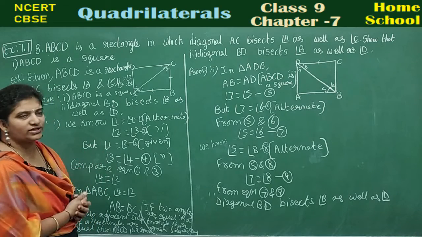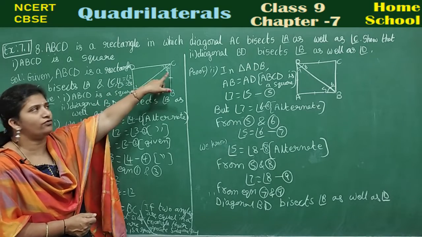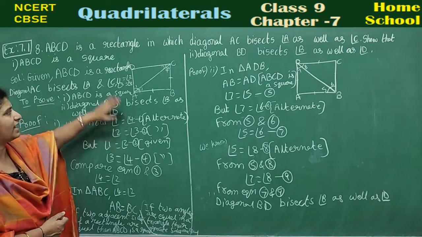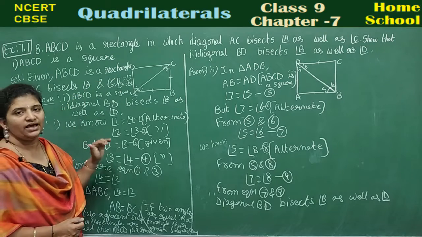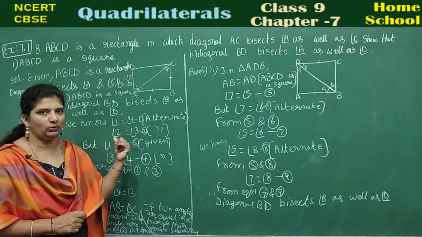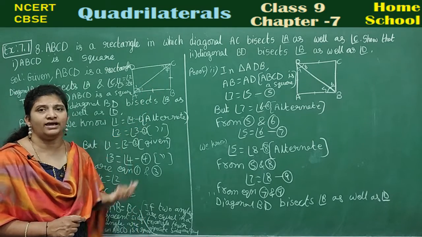How can I prove this? I remember alternate angles. Angle 1 is equal to angle 4, angle 3 is equal to angle 2. Compare these angles and given angles. If you compare, you get in a triangle, two angles are equal. If two angles are equal, their opposite sides are equal.